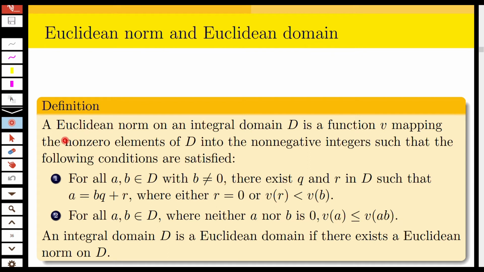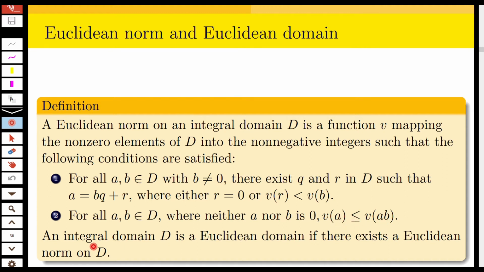A Euclidean norm on an integral domain D is a function nu mapping the non-zero elements of D into the non-negative integers such that the following conditions are satisfied. 1. For all A, B in D with B not equal to 0, there exist Q and R in D such that A is equal to BQ plus R, where either R equal to 0 or nu of R less than nu of B. 2. For all A, B in D, where neither A nor B is 0, nu of A less than or equal to nu of AB.